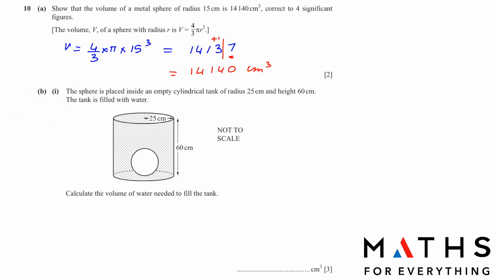Moving on to B1. The sphere is placed inside an empty cylindrical tank of radius 25 centimeter and the height is 60. The tank is filled with water. Calculate the volume of water needed to fill the tank. For that, we'll have to find the volume of the cylinder and minus from it the volume of the sphere, which we already found. To find the volume of the cylinder, we use the formula pi r square h.